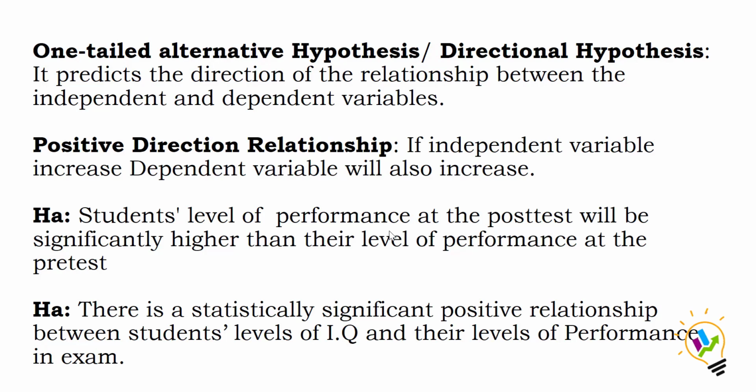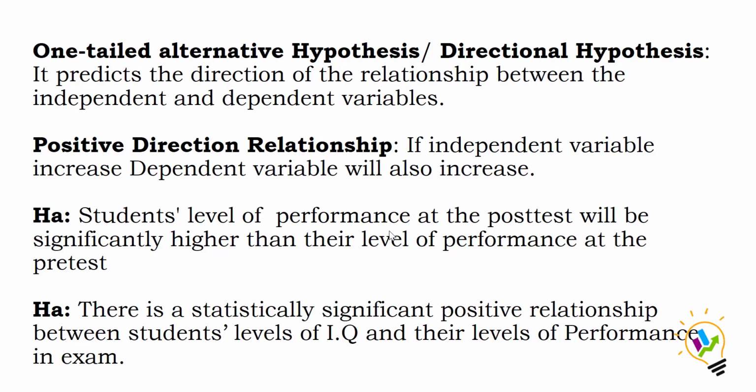One-tail alternate hypothesis predicts the direction of relationship between the independent and dependent variables. And these are two types: positive direction hypothesis and negative direction hypothesis. In positive direction hypothesis, if independent variable increases, dependent variable will also increase. For example, student level of performance at the post test will be significantly higher than their level of performance at the pre-test. Here we are saying post test is higher than the pre-test.